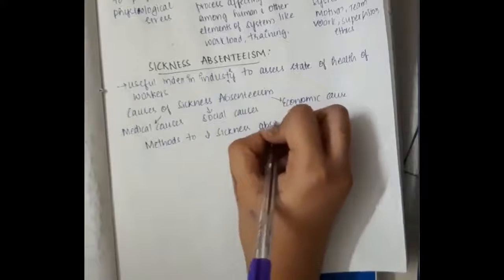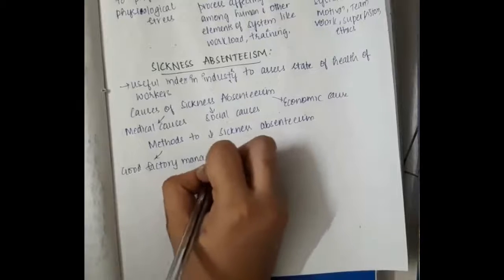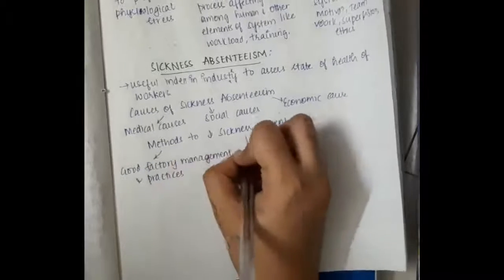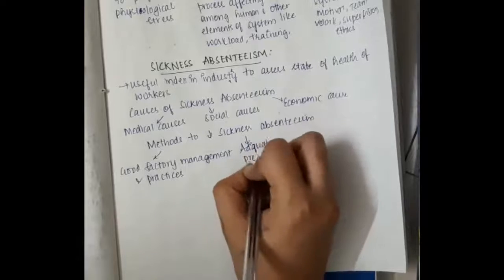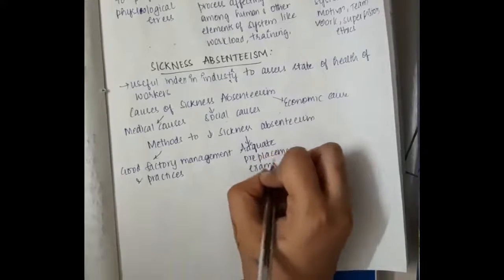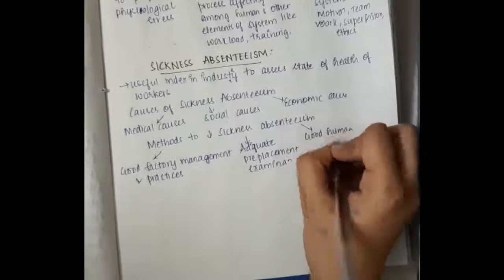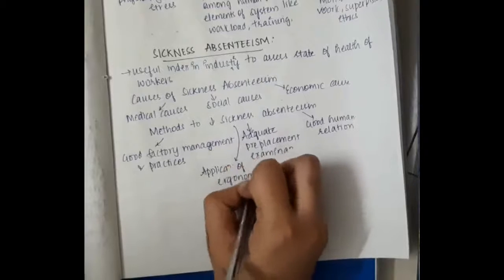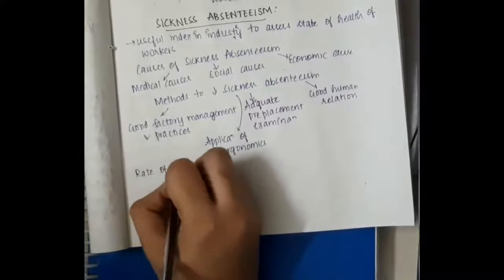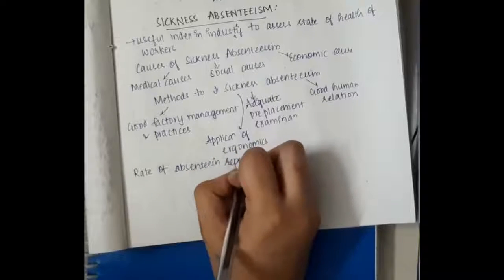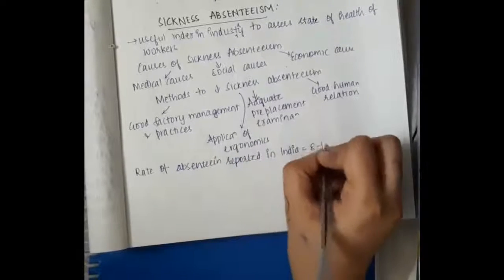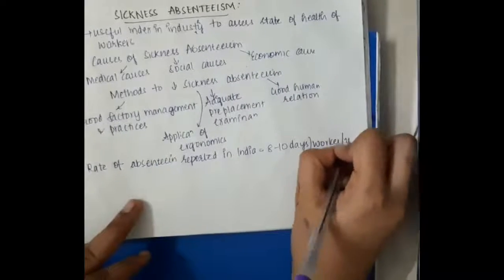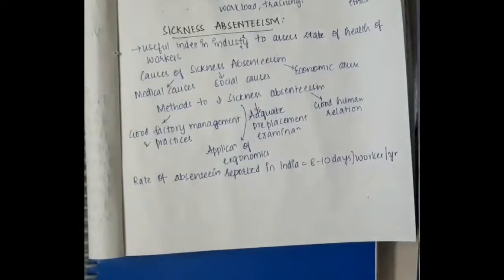Methods to decrease sickness absenteeism can be good factory management and practices, adequate pre-placement examination, good human relations and also application of ergonomics. Then the rate of absenteeism reported in India is around 8 to 10 days per worker per year. So these are the important things in occupational diseases.